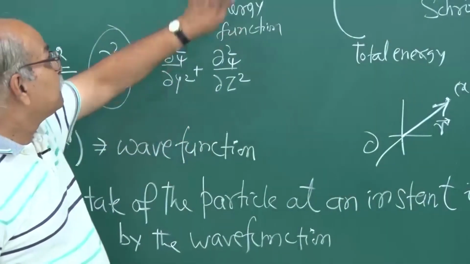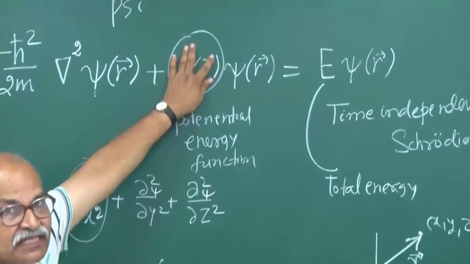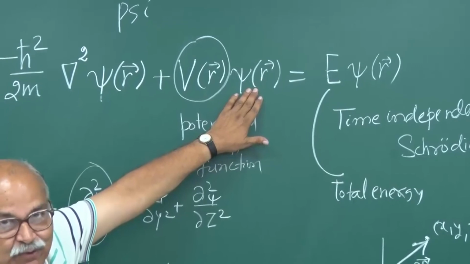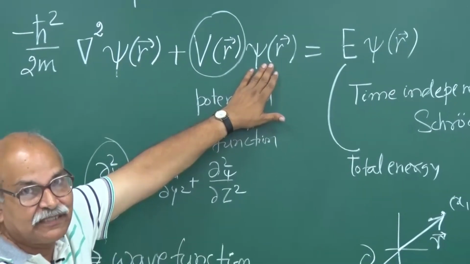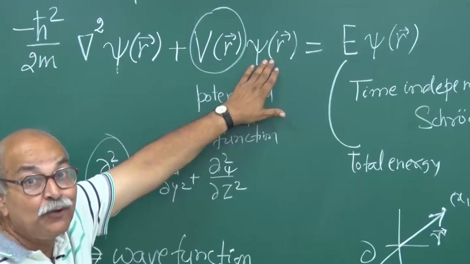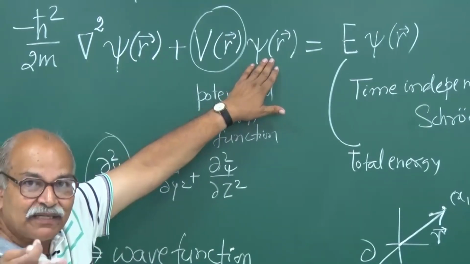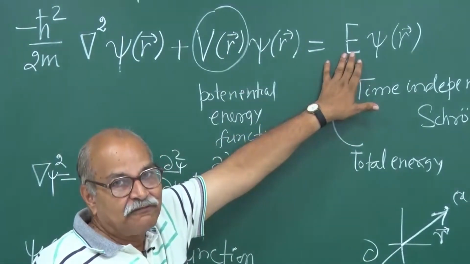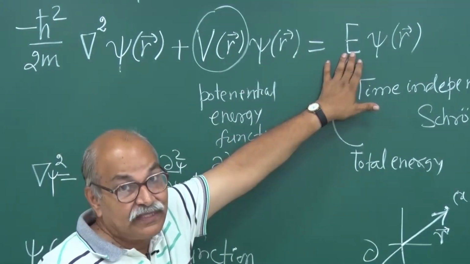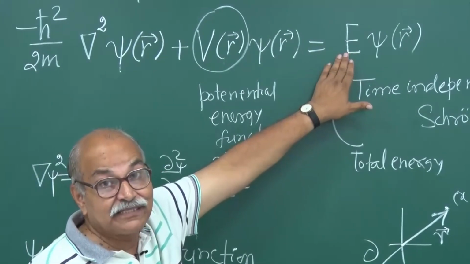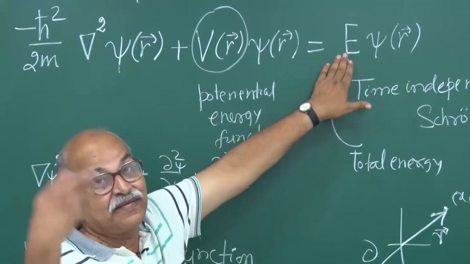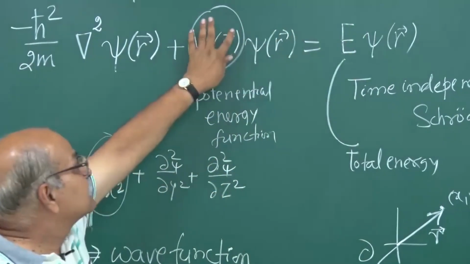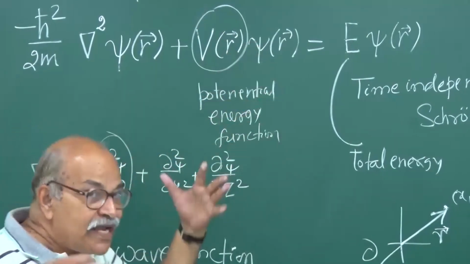But if this potential energy function is given to me, then this psi is something which I have to discover from this equation. I have to find this from this equation. So it's a kind of unknown function, not unknown variable. It's an unknown function, and this energy is an unknown value. This energy is a value. It is just a number. It's not a function of x, y, z, etc. It's a number.